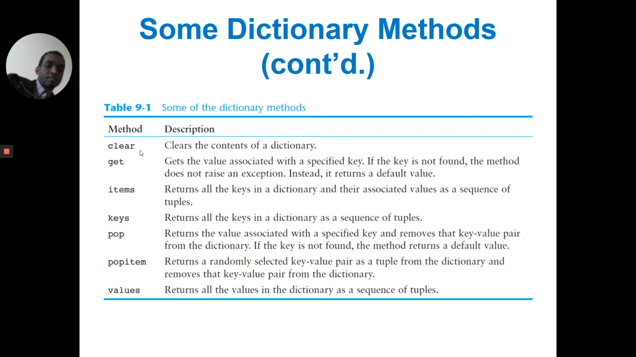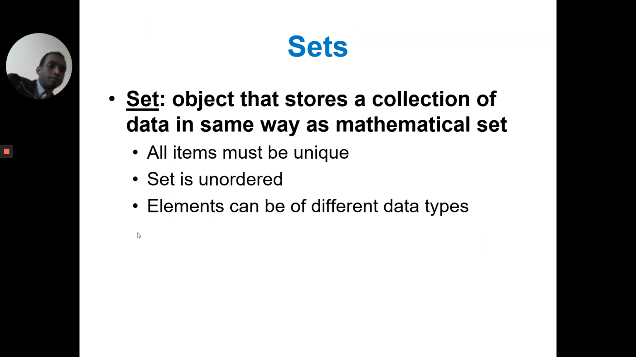These are just some of the built-in functions or methods. These are not all. Then we have what are called sets. These are objects that store a collection of data in the same way as a mathematical set. All items must be unique. A set is unordered, and elements can be of different data types. This is the same as the dictionary, right?